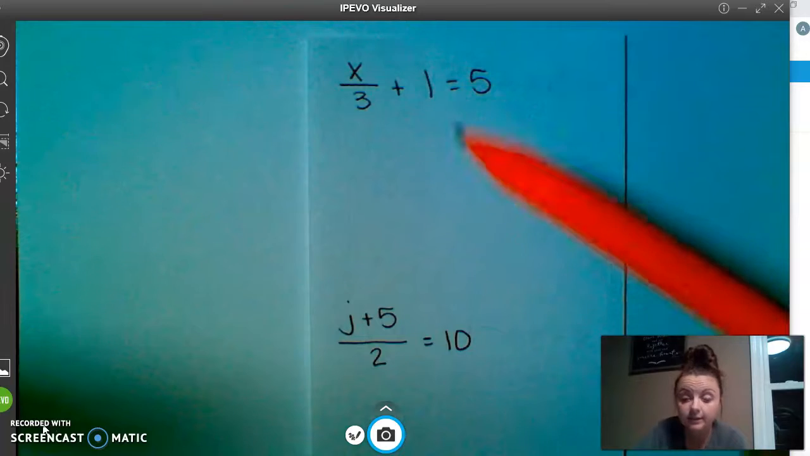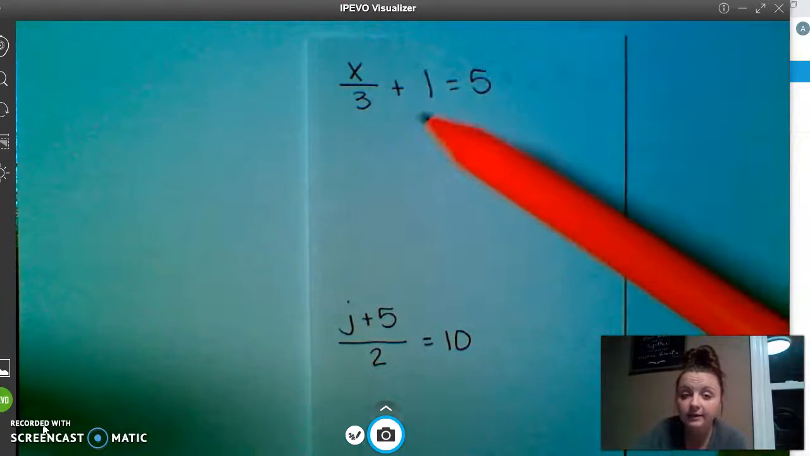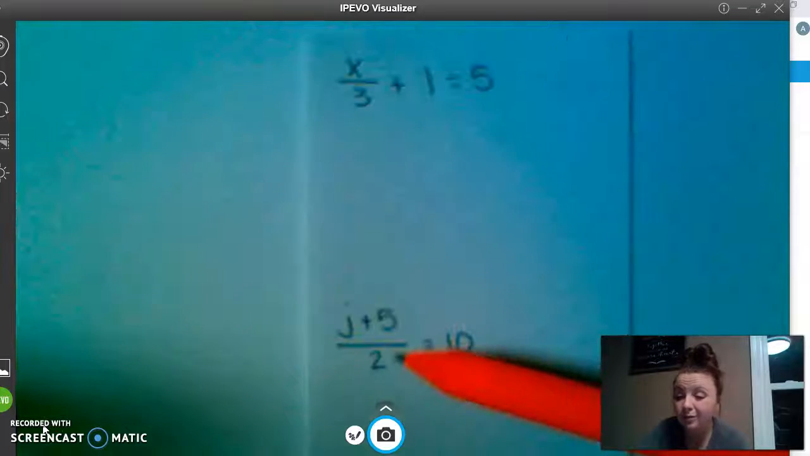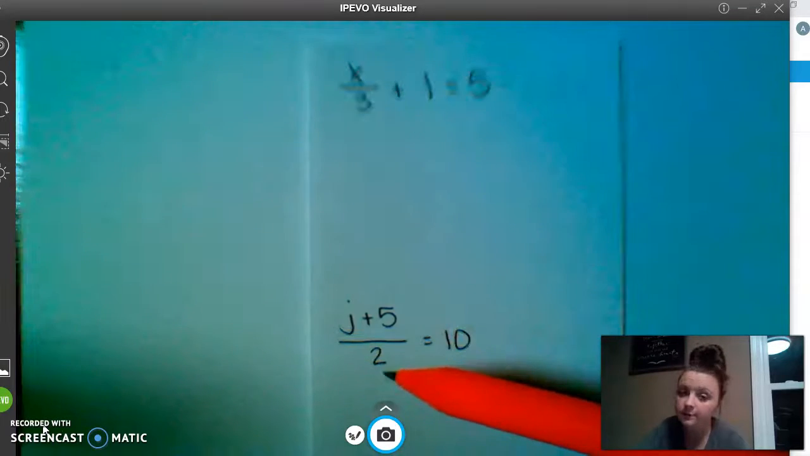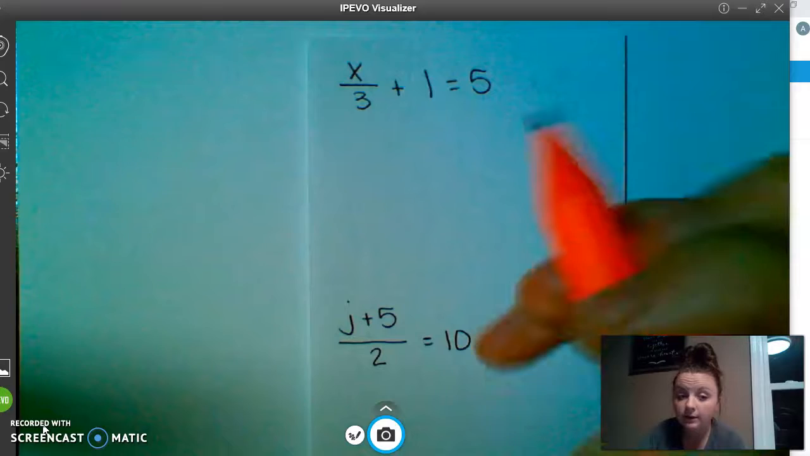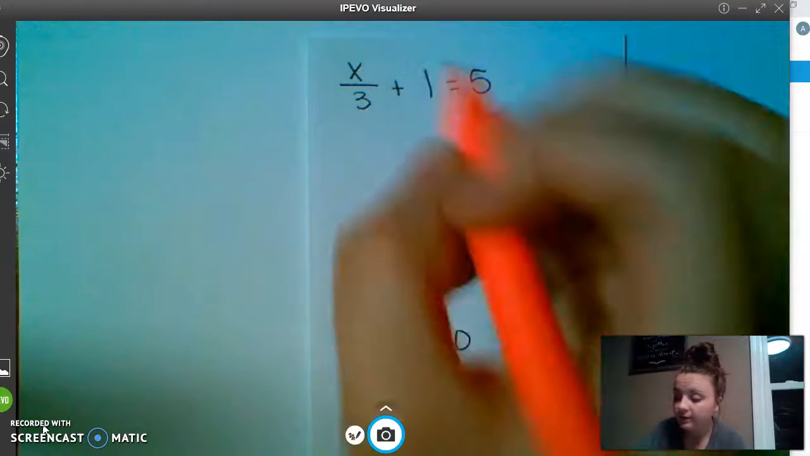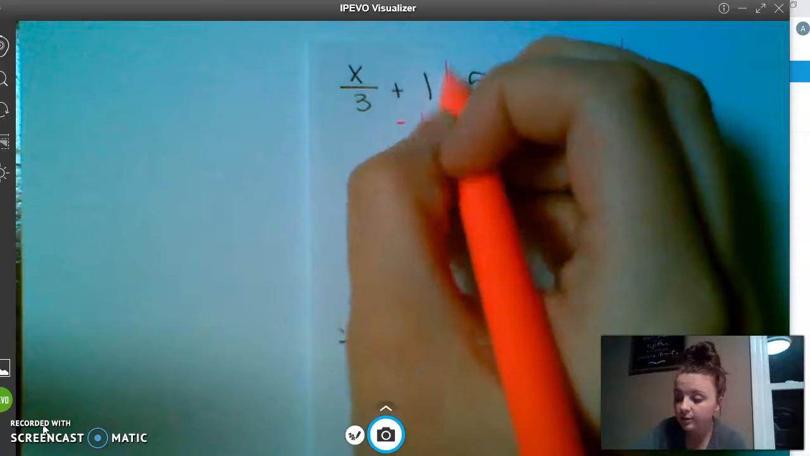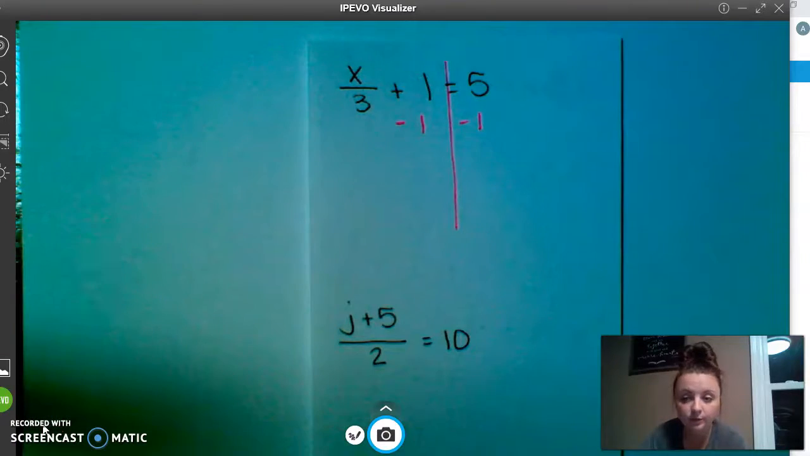These are different because here x is the only thing in the numerator, and down here j is with a plus 5. So they're very, very different. So remember that we do the order of operations backwards. So to get x by itself, our first step would be to subtract 1, and we got to do it on both sides. Remember, you can draw that line if you want to.